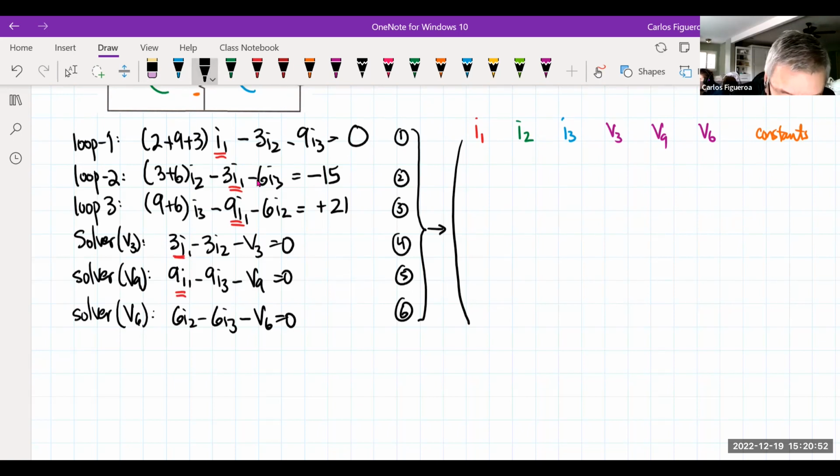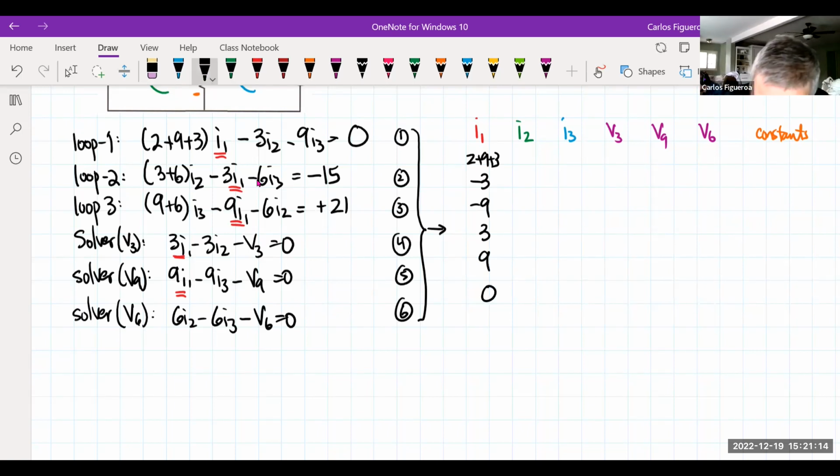So now I'm going to write them in. So this is 2, this is 2 plus 9 plus 3. My next equation says it's minus 3. Next one is minus 9. This one is 3. The next one is 9. This one is 0. Okay, so here's the start of my matrix.